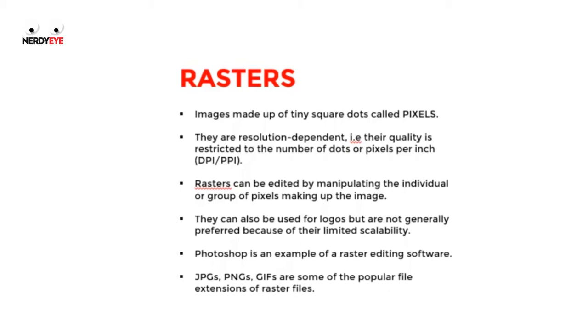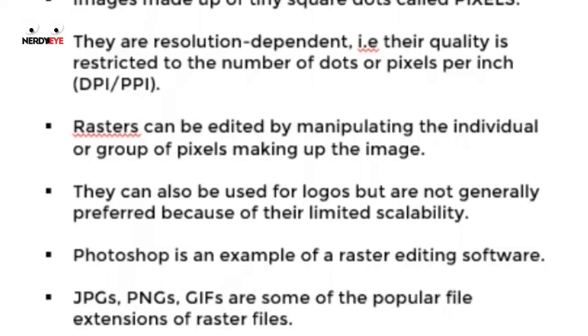And then also, rasters can be edited by manipulating the individual pixels or groups of pixels making up the image. So like I said, while you're working on vectors, you work on the nodes, which are the points that join or connect the lines together. When you're working on rasters, because they are made up of those tiny dots, you're basically editing those tiny dots. They can also be used for logos, but are not generally preferred because of their limited scalability. They are all graphics, right? Vectors are graphics, rasters are graphics. You could use raster objects to generate logos as well, but your logo might be heavy, and trying to scale up or scale down might be stressful, compared to working with vectors that can scale up or scale down easily.